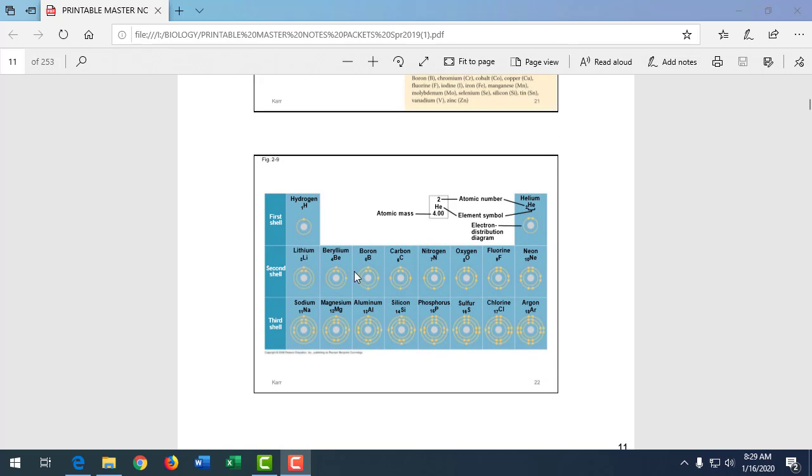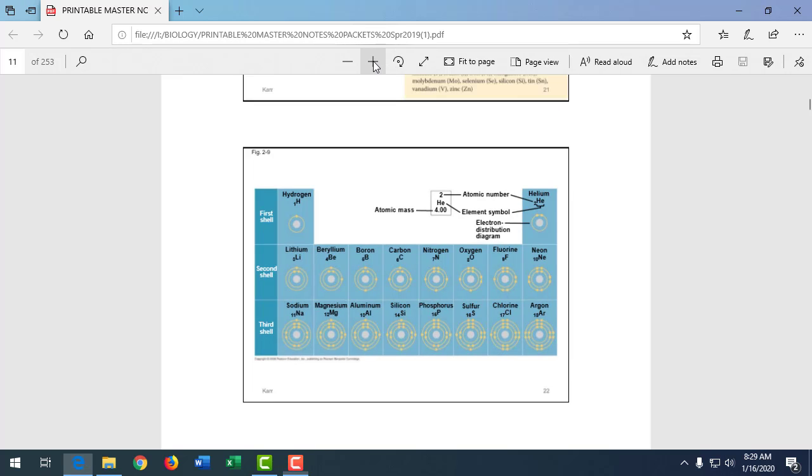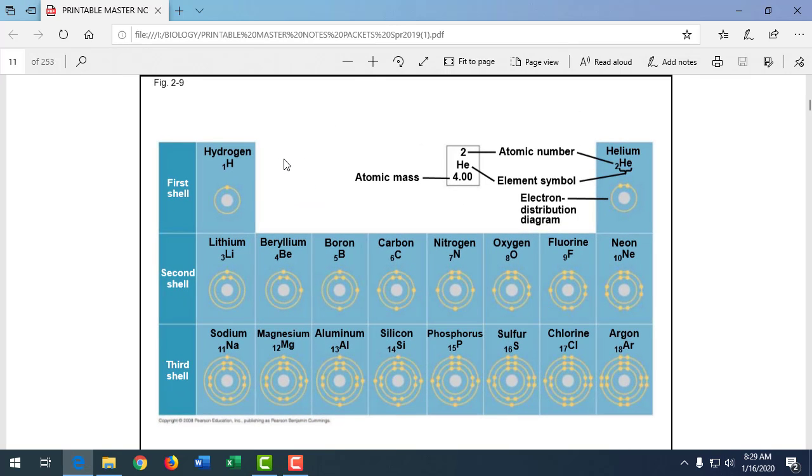So when we look at the elements, they're arranged in the periodic table by the number of electrons and protons they have. So when we review atomic structure, if I look at hydrogen, for example, the gray represents the nucleus. What subatomic particles do we find in the nucleus of cells? Do you remember?